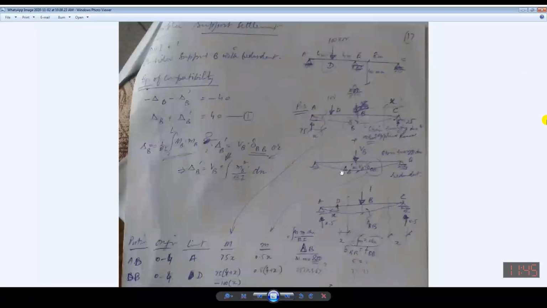Delta B plus this deflection should be 0 if settlement is not given, and if support is settling by 40, then it will be equal to 40. This is simple, nothing else.